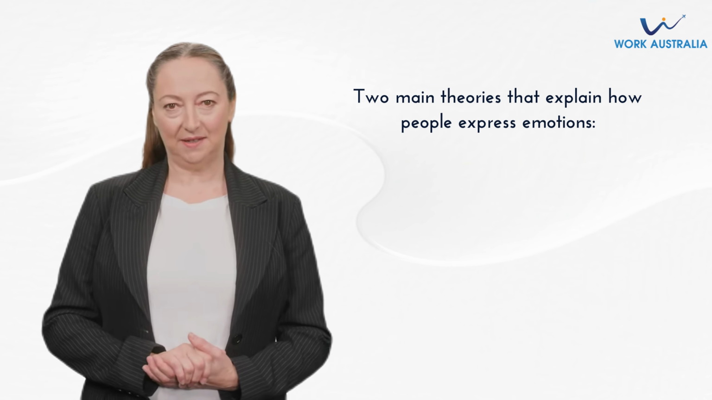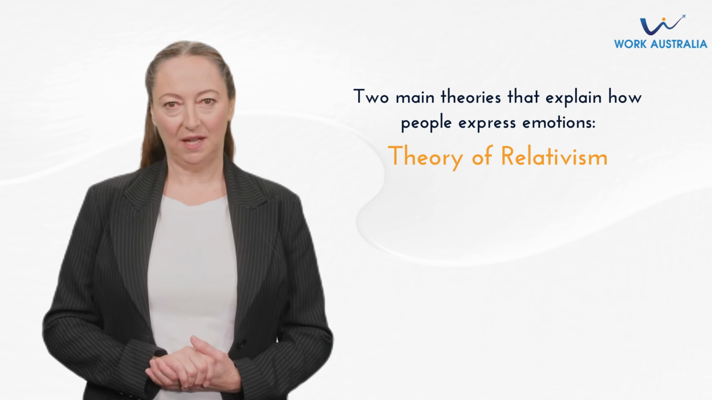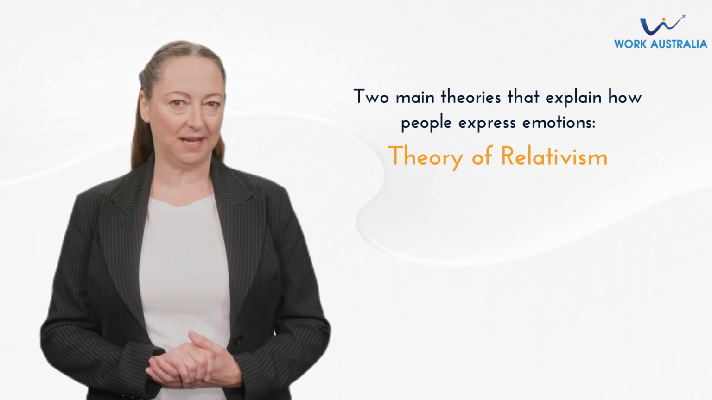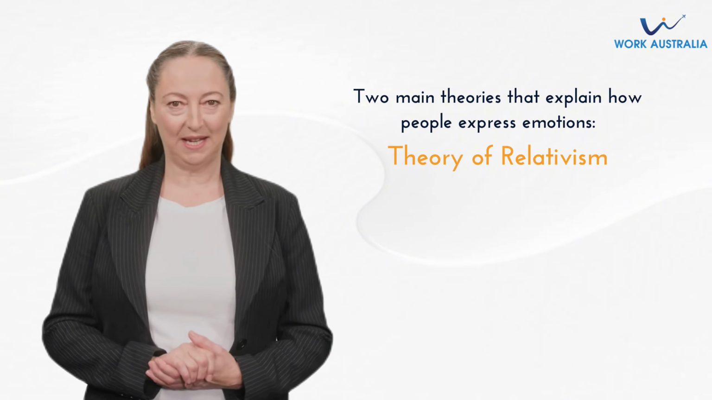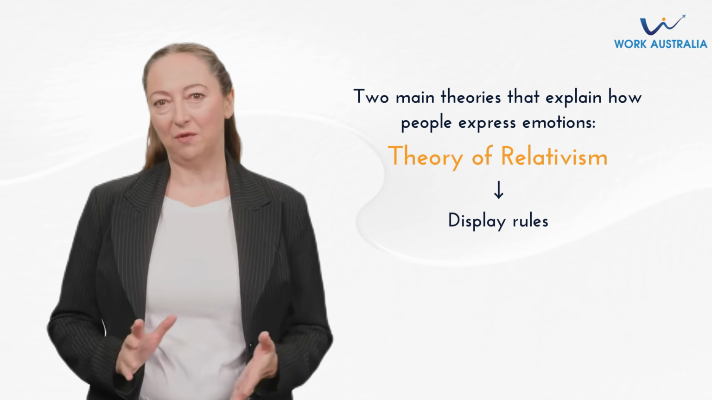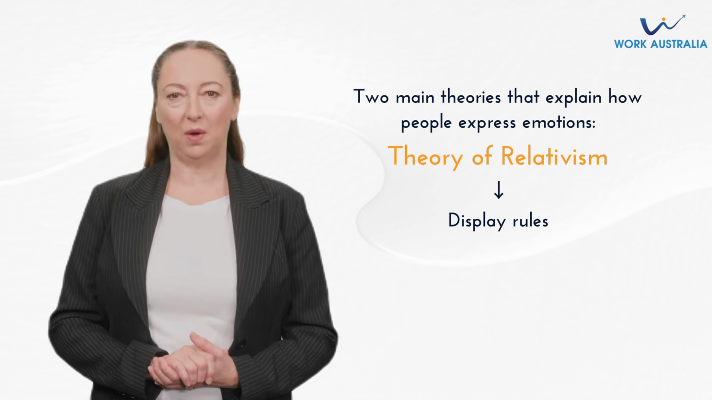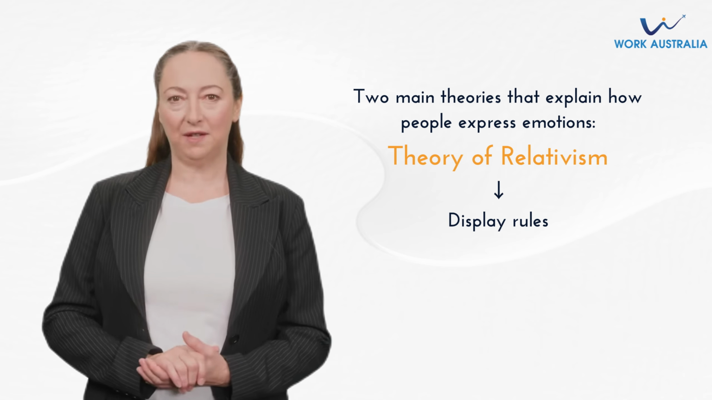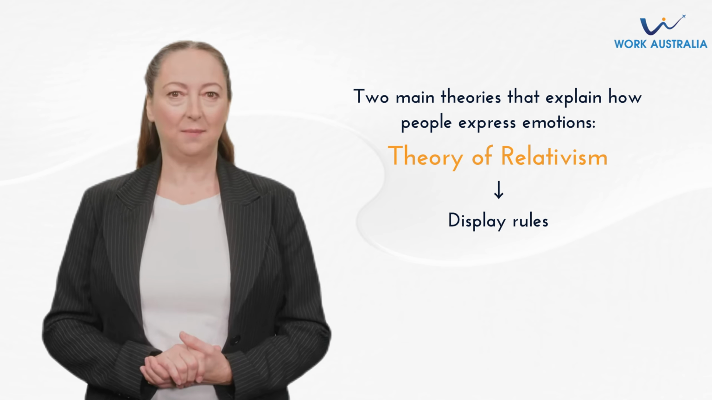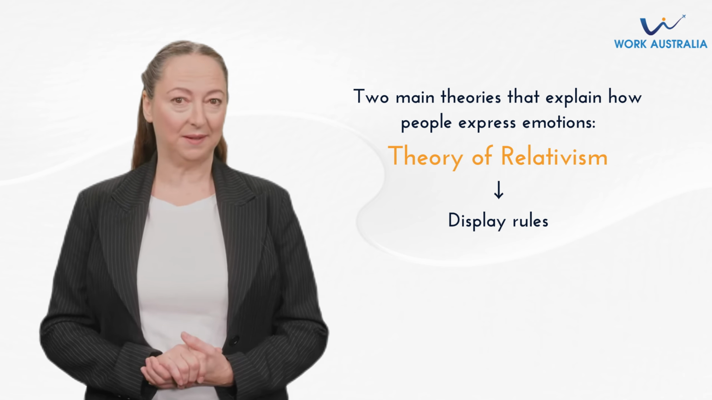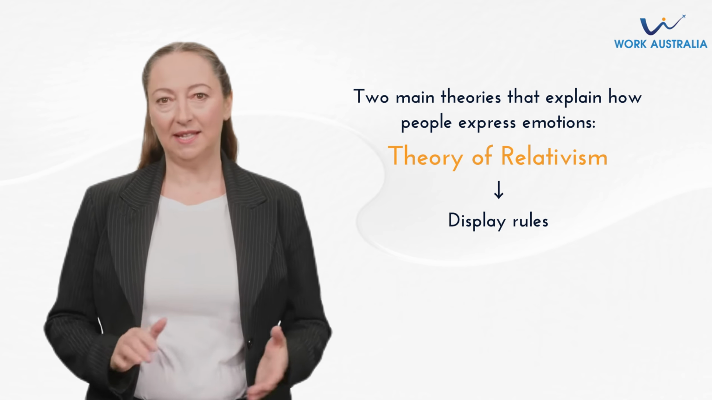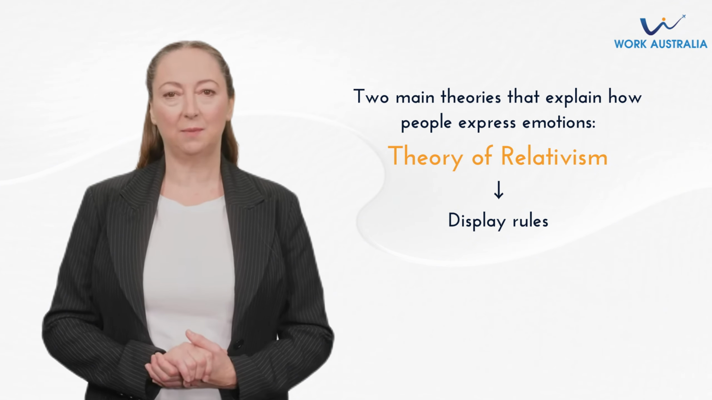The next is the theory of relativism. According to this theory, practically all emotional manifestations are heavily influenced by culture. A key concept in this theory is display rules, a term coined by Paul Ekman and Wallace V. Friesen. It describes how people from different cultures regulate their emotional displays in response to the environment, as well as the rules, conventions, principles, and expectations governing emotional expression.